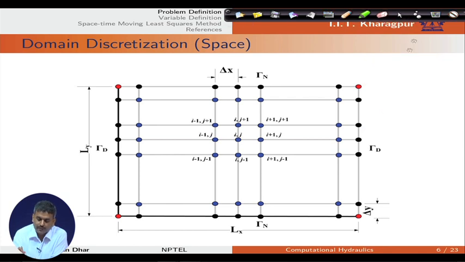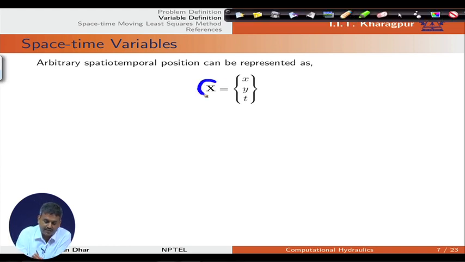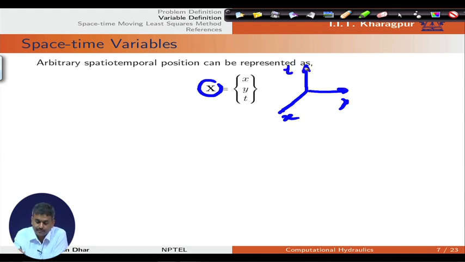Now, let us define our space time variable. Let us say this capital X, we are defining it with an arbitrary spatial position x, y, t. This is applicable for 2 dimensional in space and 1 dimensional in time.